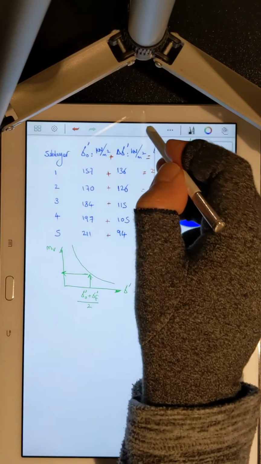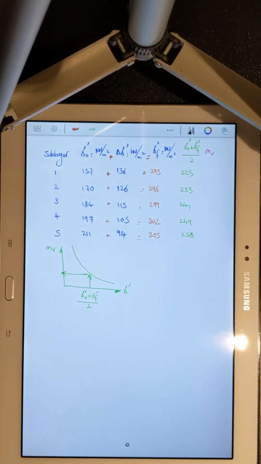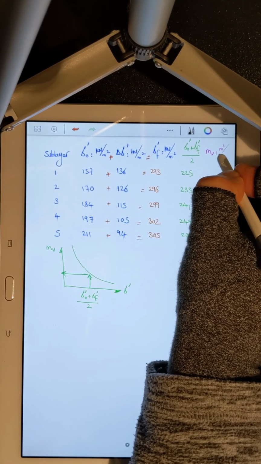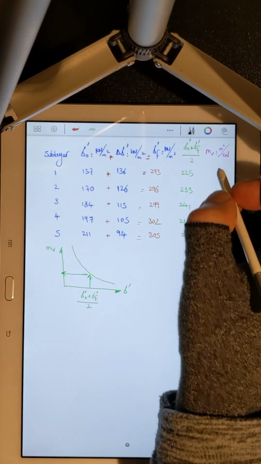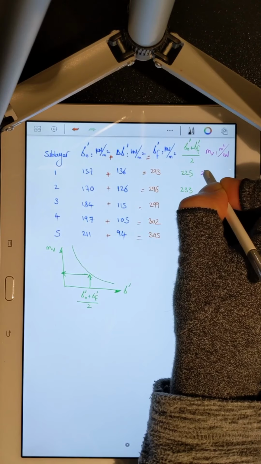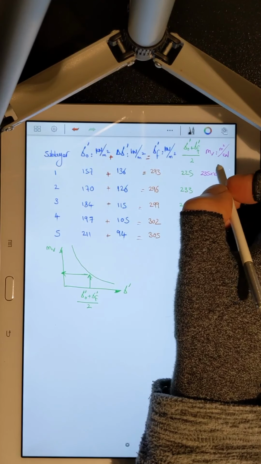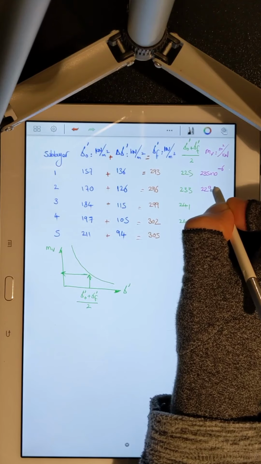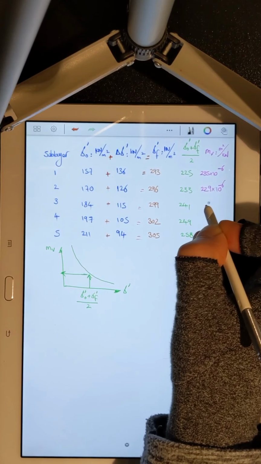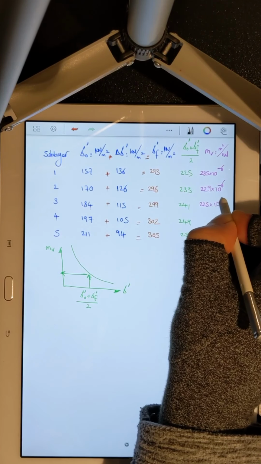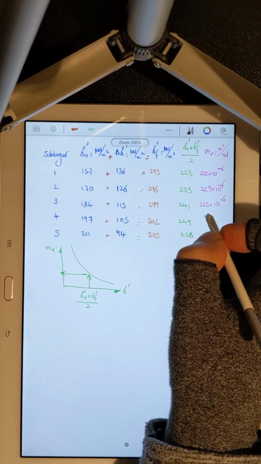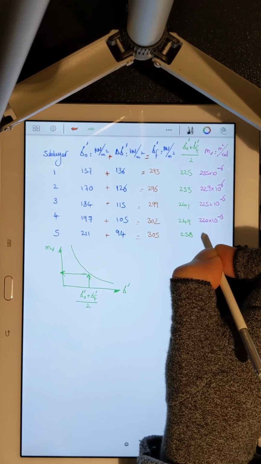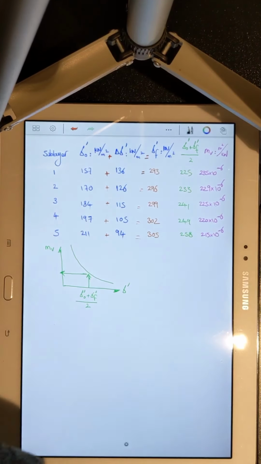So M sub v in meter square over kilonewton will be equal to 235 times 10 to minus 6, 229 times 10 to minus 6, 225 times 10 to minus 6, all of them in meters square over kilonewton, 220 times 10 to minus 6, and 215 times 10 to minus 6.